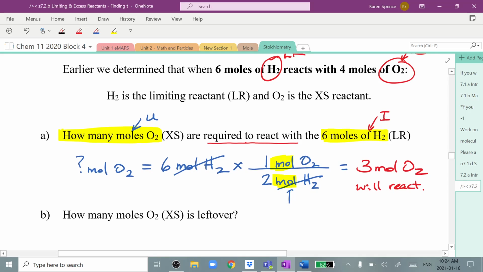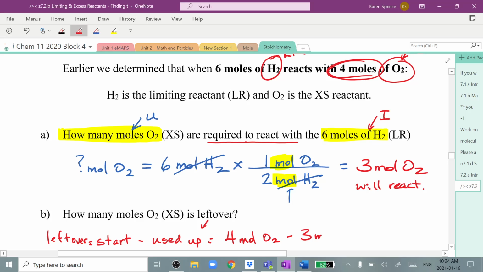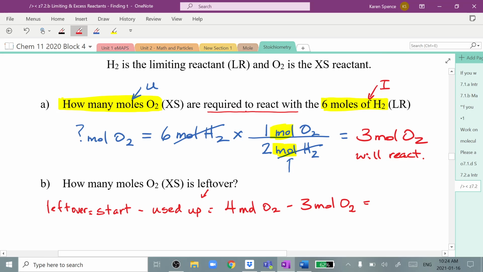Well, how much of the O2 is left over? Remember, when you're finding the leftover, you take the amount at the start minus the amount used up, and that's our leftover is equal to the amount at the start minus the amount used up. And so that's going to be, we had 4 moles at the start, and we're going to subtract 3 moles of O2 that got used up, reacting with all of the H2, and we get 1 mole of O2 is left over.